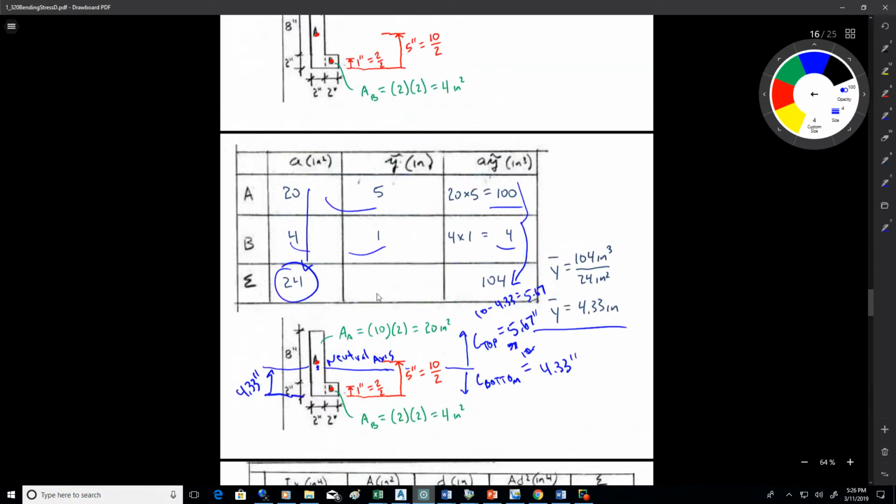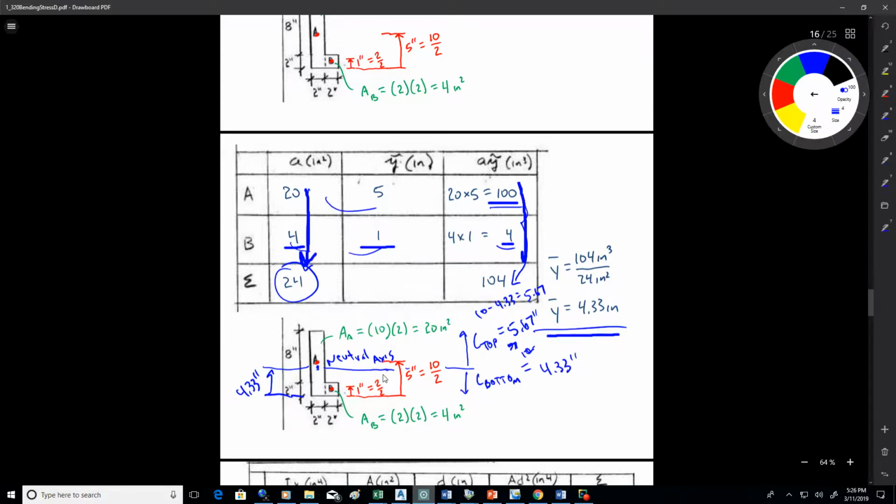I'll put that information in the table. So 20 for the area of A, the y-bar distance of 5, 20 times 5 gets you 100. For B, the area is 4, the offset distance is 1, 4 times 1 gets you 4. I can find the total area. It's 24. I can find the total AY bar. Add that up, it's 104. Divide 104 by 24 and I get the y bar distance. It's 4.33 inches from the bottom.